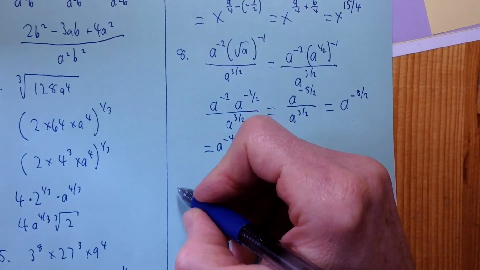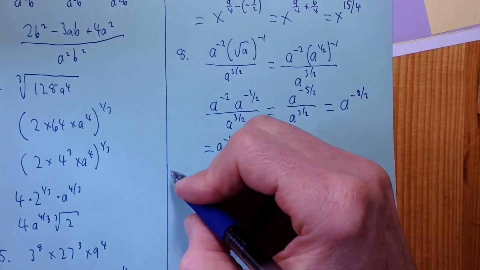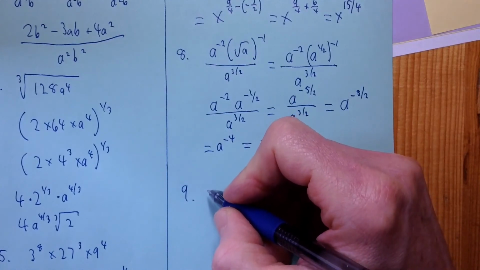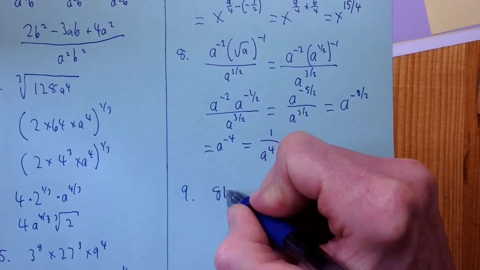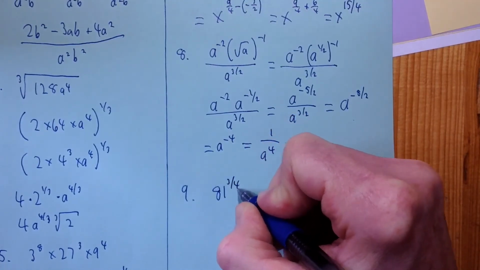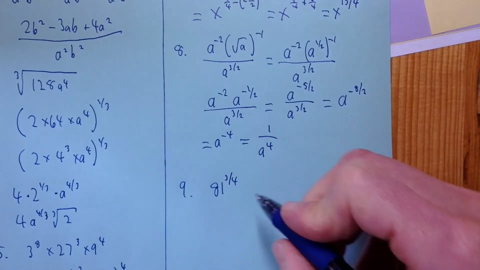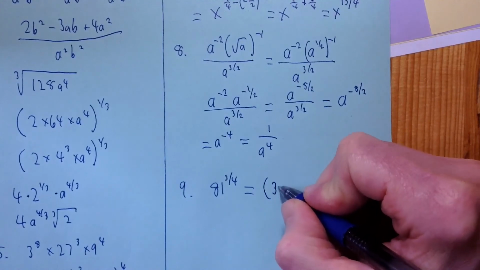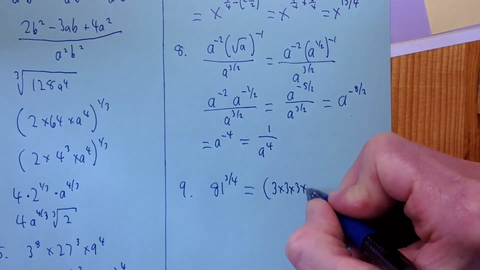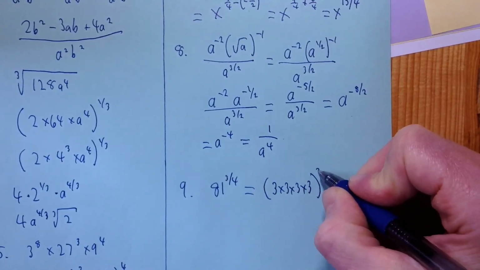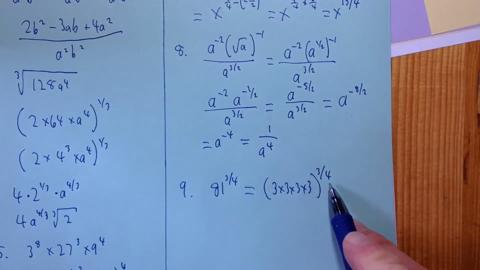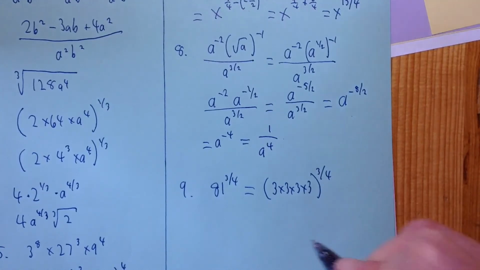Okay, number 9 was simplify without a calculator. This is 81 to the 3/4. So 81 to the 3/4. Okay, so 81, which you should be able to recognize, is 3 times 3 times 3 times 3, to the 3/4. Because 3 times 3 is 9, and 9 times 9 is 81. To the 1/4, so here's what we can do.